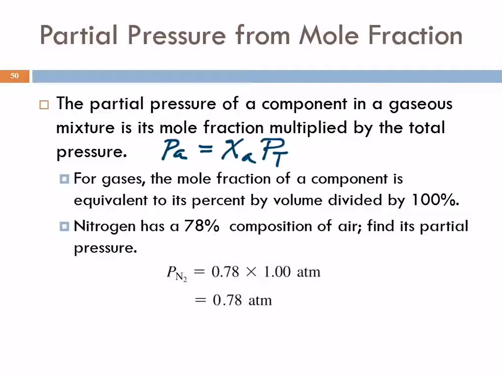So if we look at the composition of air, nitrogen is 78% of the air. So its mole fraction is 0.78. If we want to find the partial pressure of nitrogen in air, we take the mole fraction times the total pressure. Normal atmospheric pressure is 1 atmosphere. 0.78 times 1. The partial pressure of nitrogen is 0.78 atmospheres.